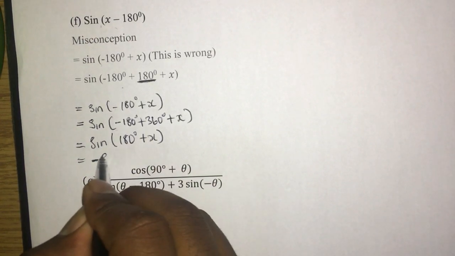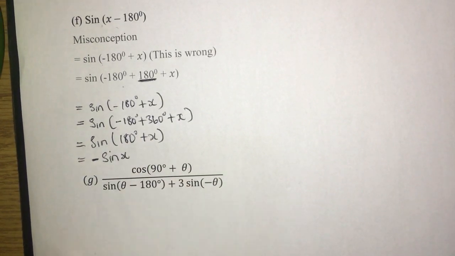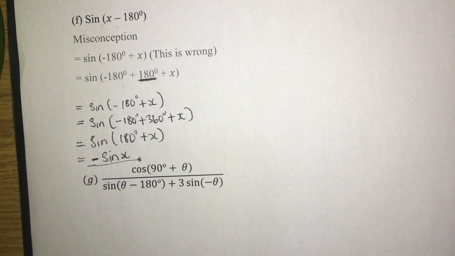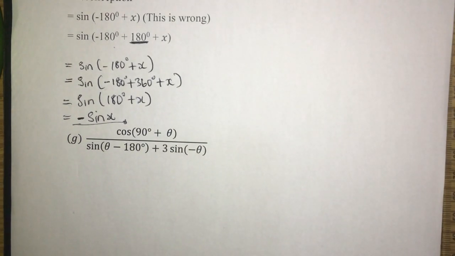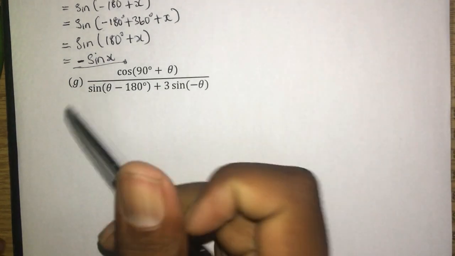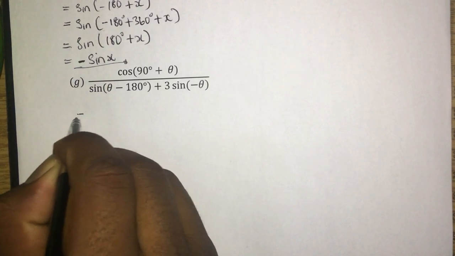No. Sine will remain unchanged. Then this is your answer. So let's do the last question, G. Here they have given us a fraction. This is a fraction because we have a numerator and a denominator. So let's simplify this. How can we simplify this?